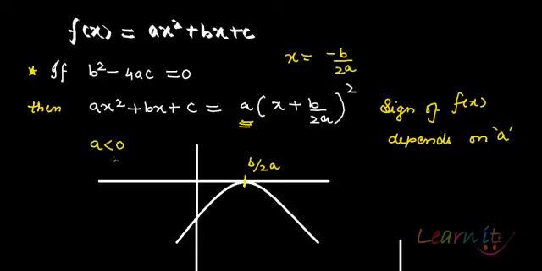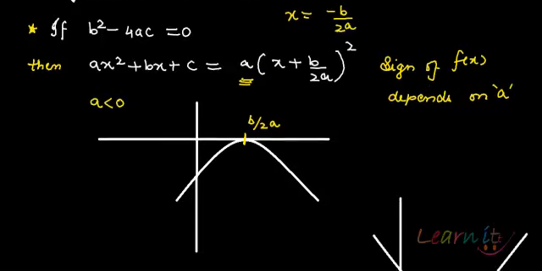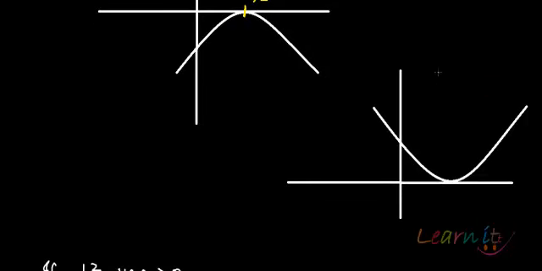Now, since a is negative, of course, this becomes negative. So you will have an inverted parabola in that case if a is negative, because your f(x) is completely dependent on a. In case you have a greater than 0, graphically you will have an upward parabola. Okay, like this, you will have an upward parabola.